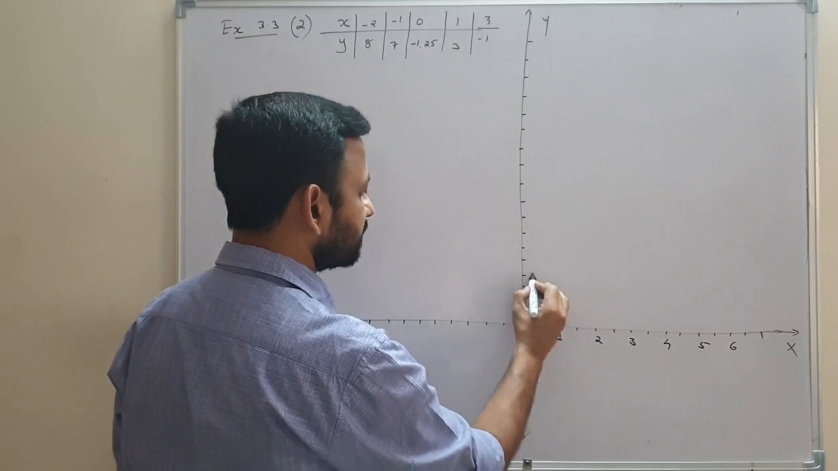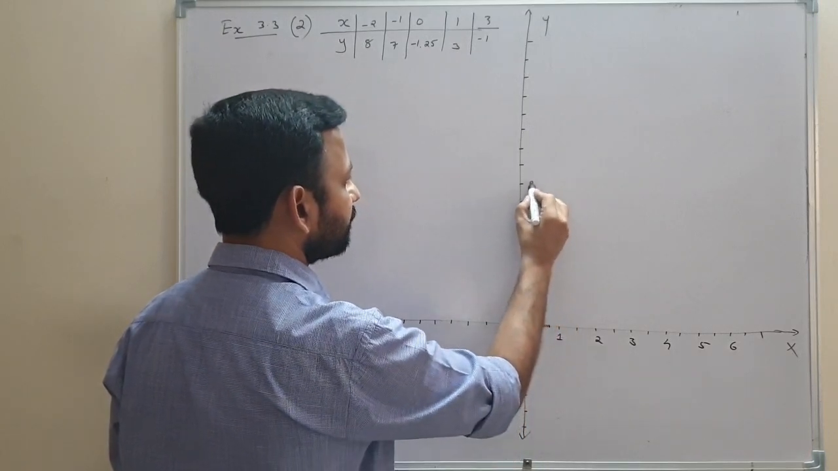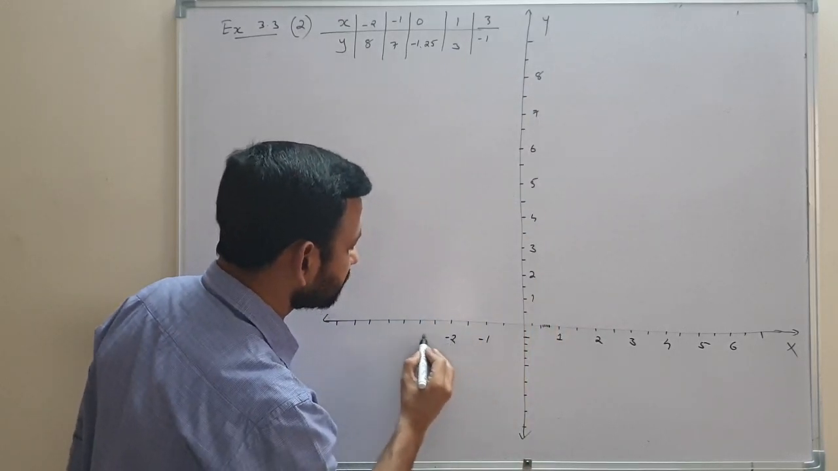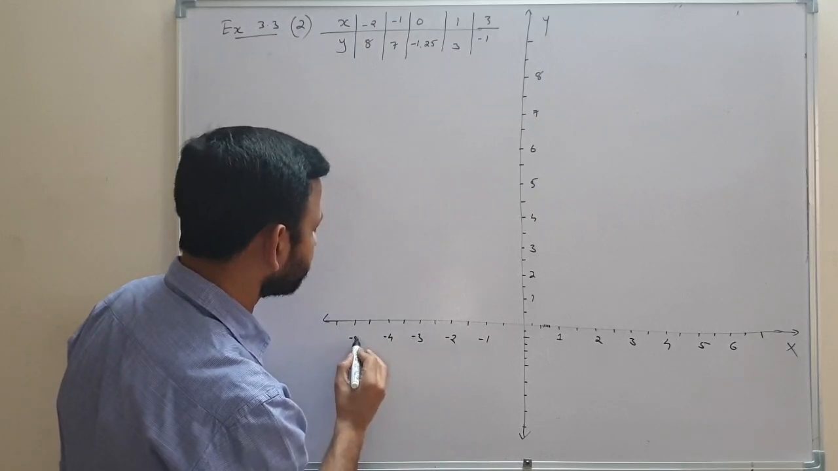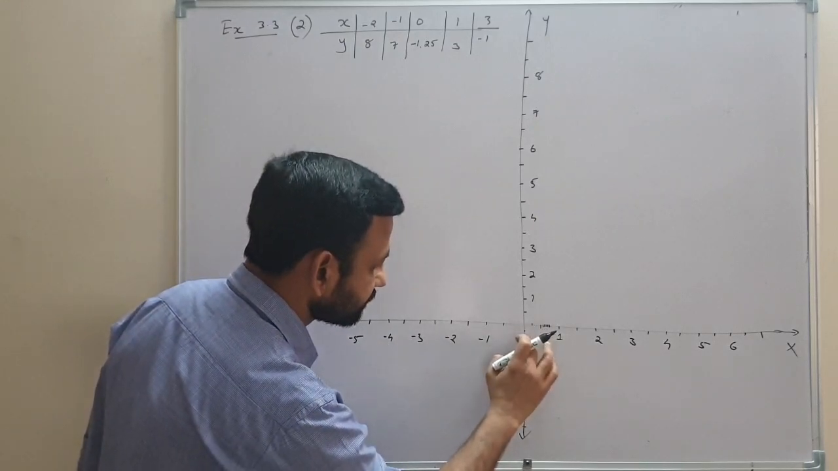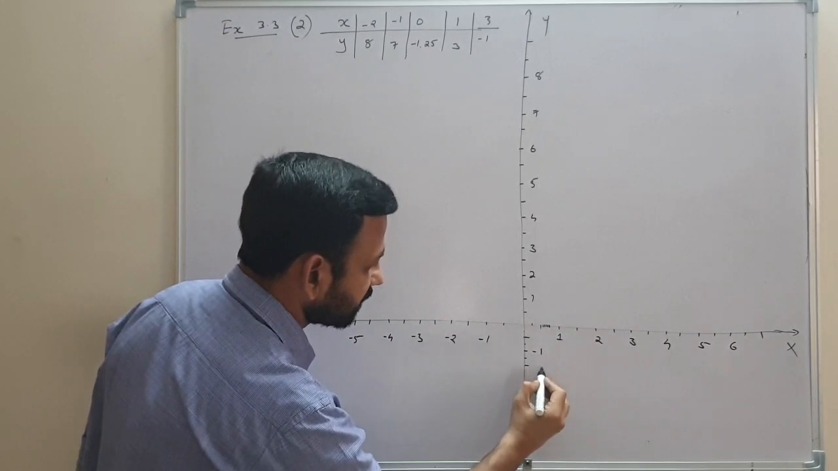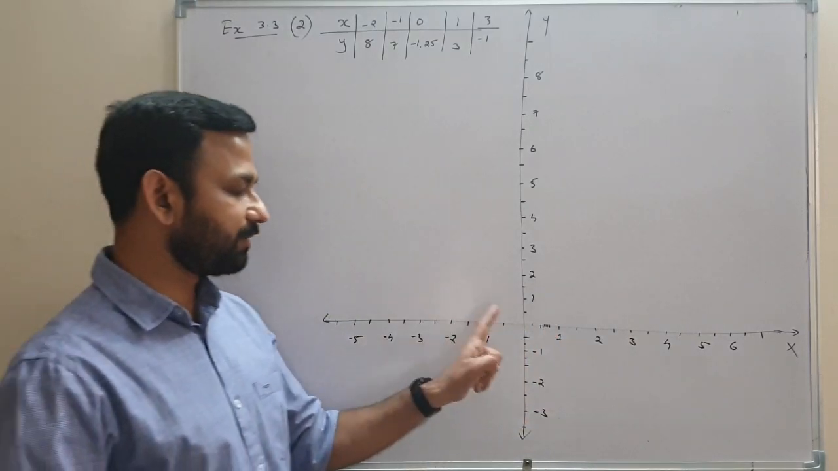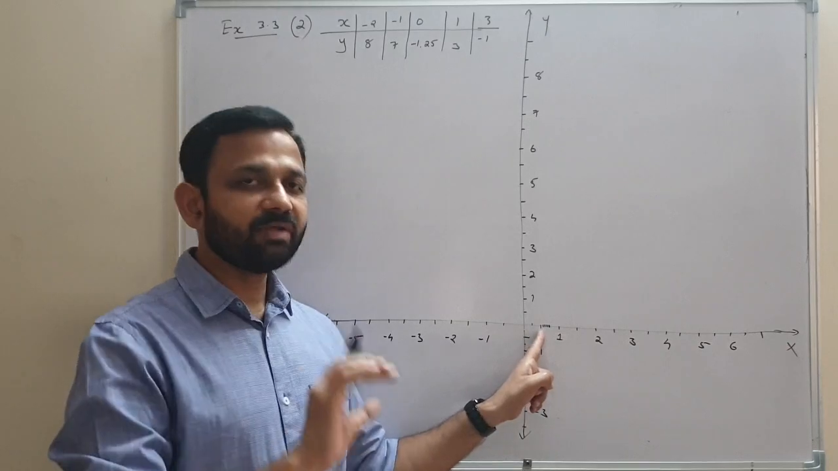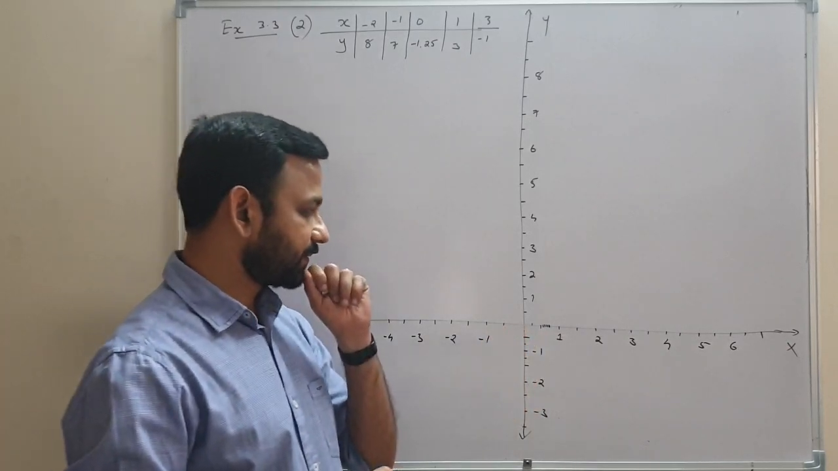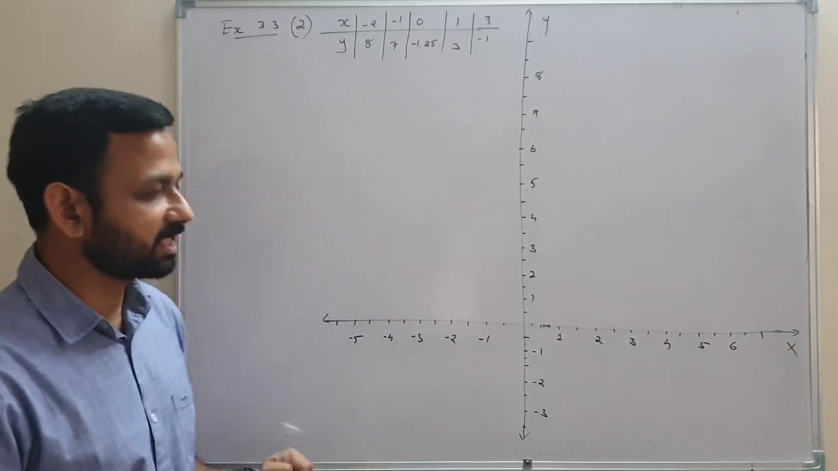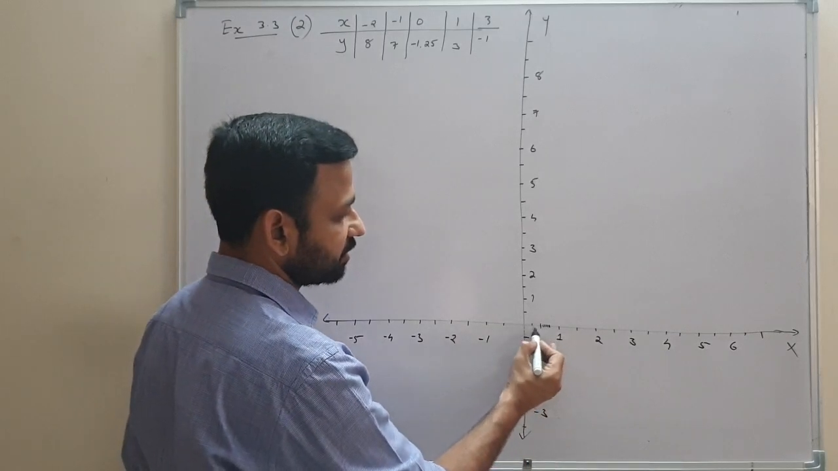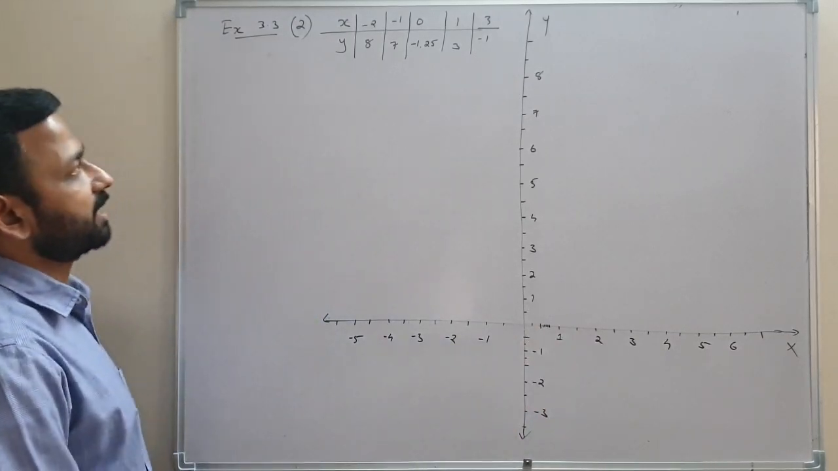Same in the y-axis: 1, 2, 3, 4, 5, 6, 7, 8, and minus 1, minus 2, minus 3, minus 4, minus 5 below. Alternate places. Normally we take 1 unit equal to 10 centimeter, but here we will take 1 unit equal to 20 centimeter. Now we can easily locate that point.